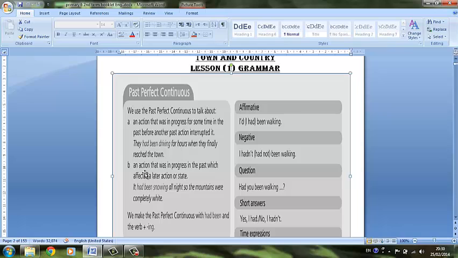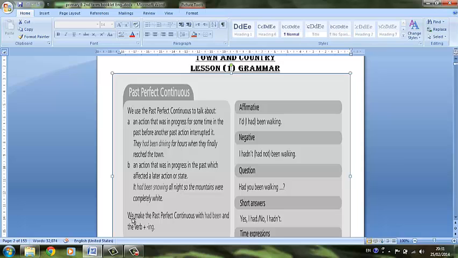Number B, it's an action that was in progress in the past which affected a later action or state. What's the meaning of this? It means that the two actions happened in the past. The first one affected the other. It has its effect on the other action. Like, it had been snowing all night, which means that it was snowing all night. So what is the effect? The mountains, of course, were completely white. Why? Because it had been snowing all night.